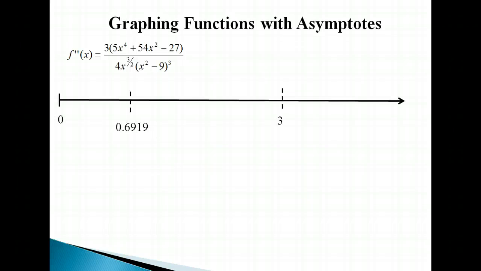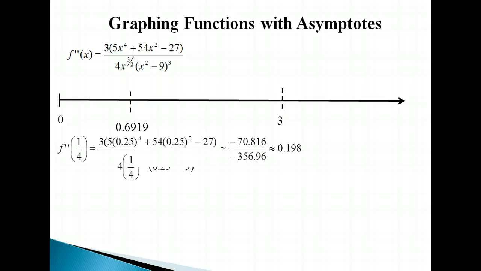So we're going to put that on our number line and test points between and beyond those critical points. So I chose 1/4, which is 0.25, which is between 0 and 0.69. And I chose 1/4 because I have a radical here, and it'll make it easy to take the square root of that and then cube it. So there's not quite so much estimating going on. But I plugged that 1/4 in, and I got out a positive number, so that tells me it's concave up on that interval.